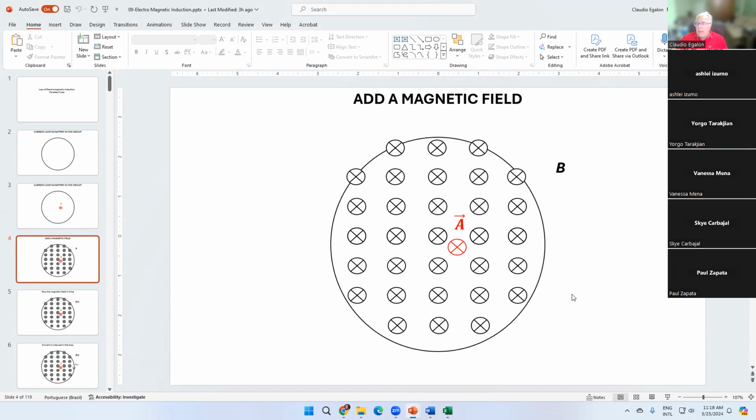If you manage to create a magnetic field that changes with time, then we manage to induce a current in this circuit. And this type of induction has very important practical applications. That's one way of doing that.